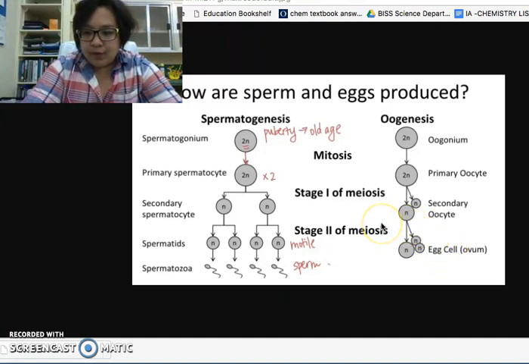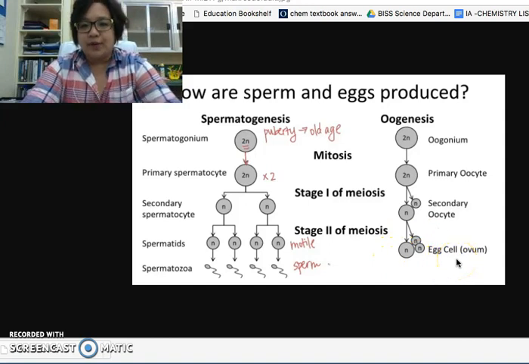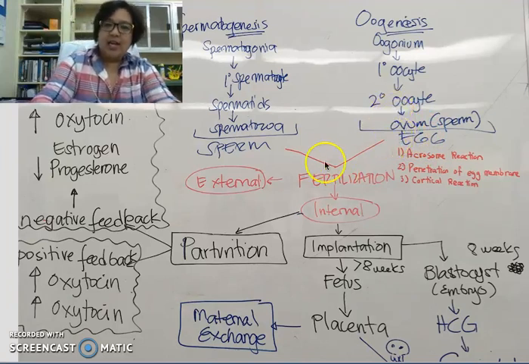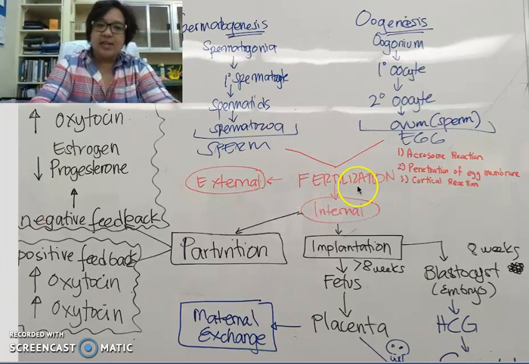So females, during ovulation, during menstruation, you produce a secondary oocyte. It stays as a secondary oocyte. If there's a sperm in your uterus and your fallopian tube, then the sperm will fertilize the egg, and stage 2 of meiosis will now be complete. The final product will be a fertilized egg or an ovum. So you have now a sperm and a secondary oocyte. If this unites with the secondary oocyte, remember I said it's an egg, the process is called fertilization.